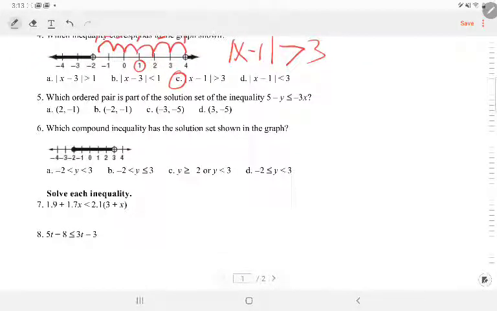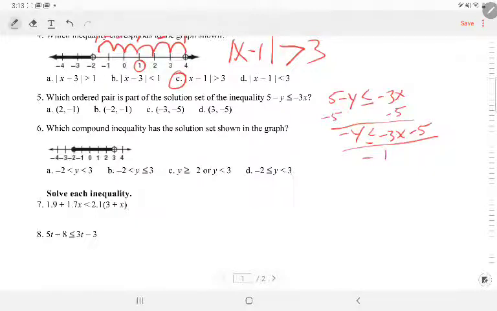Number 5, which ordered pair is part of the solution set of the inequality? Well, one way that you could solve this one would be I could go 5 minus y is less than or equal to negative 3x. I can subtract 5 from both sides, and I get negative y is less than or equal to negative 3x minus 5. Divide everything by negative 1, and I get y is greater than or equal to 3x plus 5. So I could do this, and then I could solve this.